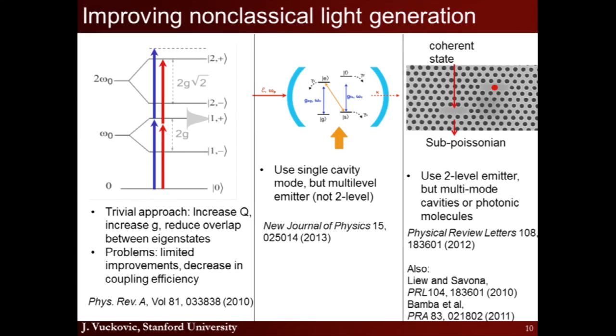And the other approach is using a 2-level emitter, but then instead of using a single cavity, using multimodal cavity or photonic molecules. And this is based on proposals initially by Savona and others that we extended to quantum dot photonic crystal cavity systems. So let me start by telling you a little bit about this strongly coupled system of a quantum dot and photonic molecule, and then I'll tell you about multi-level emitter.